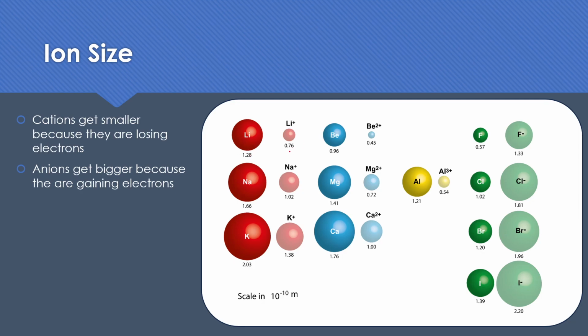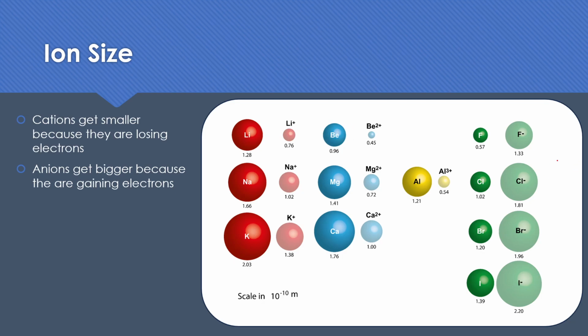Lithium plus has an atomic radius of 0.76 picometers. So lithium gets smaller, sodium plus gets smaller, potassium plus gets smaller. Beryllium 2 plus gets even smaller. Magnesium 2 plus gets even smaller. And again, you're seeing the trend here. Lithium is 1.28, beryllium right next to it is 0.96 because even though this has one extra electron, it has an extra proton, so it's sucking them in closer.